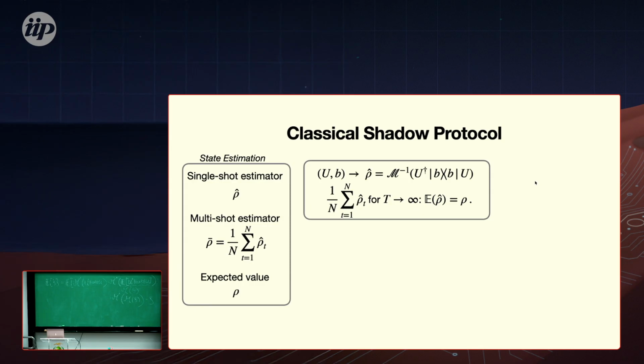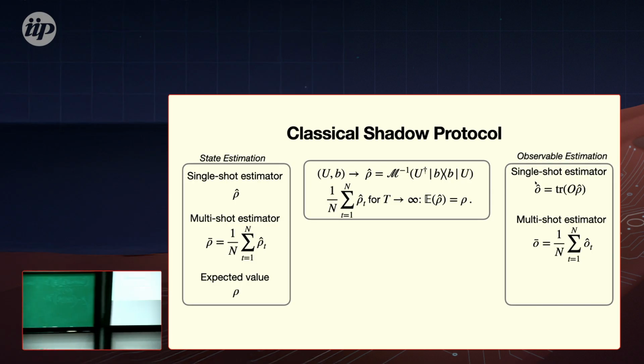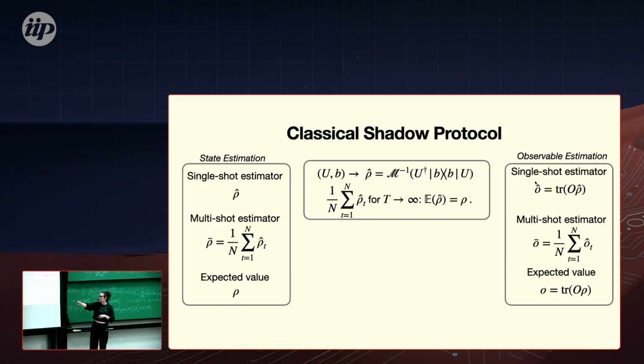The most prominent thing that you should do with it is estimate linear functions, so observables. And here we define our single shot estimator as the trace of the observable that we want to look at with a snapshot. Then our multi-shot estimator is just this averaged over n many rounds. Because we just showed that the expected value of rho hat is rho, we can do the same calculation here, and we see that in expectation, so n to infinity, we will always recover the trace of O rho.